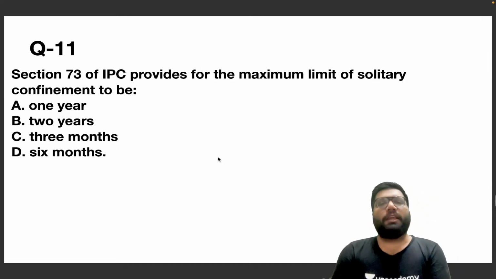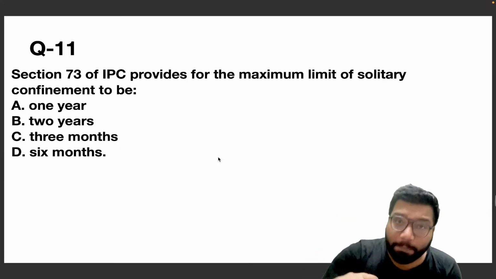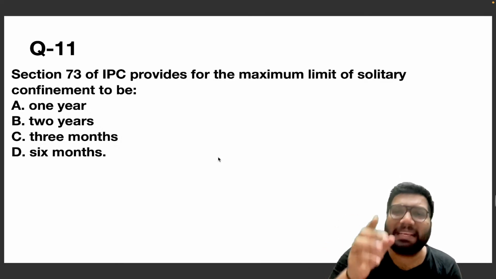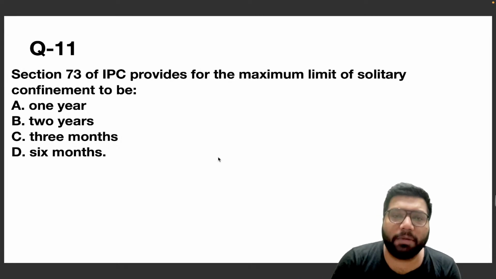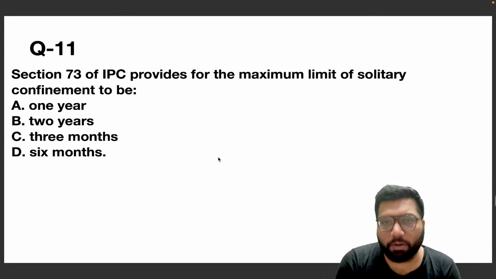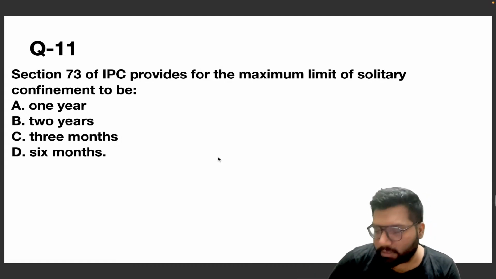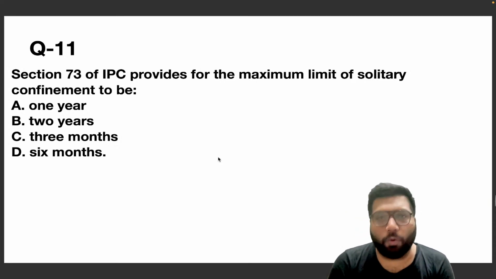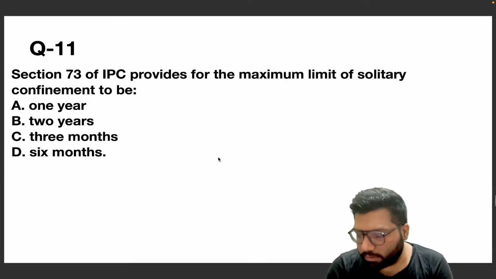Now you tell me, when it comes to IPC only, are there any exceptions, and can we extend this 3 months period of solitary confinement? Under IPC only I'm talking about. Are there any exceptions when we can extend this limit of 3 months? Anyone who would like to answer? Yes or no? In the IPC only I'm talking about.